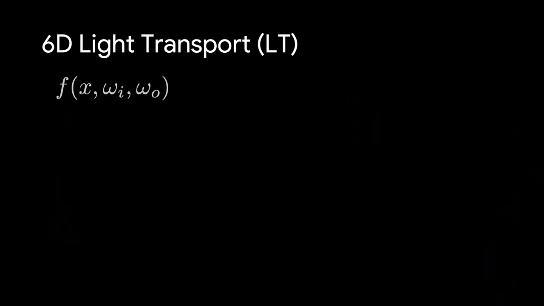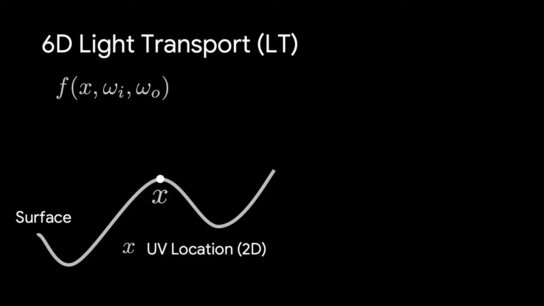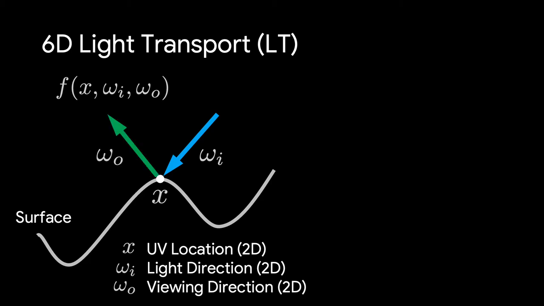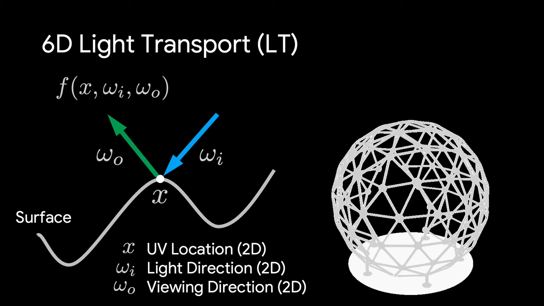We do so by interpolating the 6D light transport function, a radiance function of the location on the surface, the incoming light direction, and the viewing direction. We capture the data using a light stage.